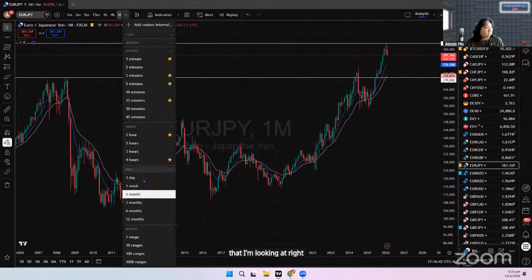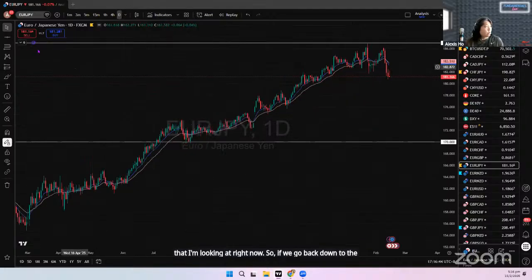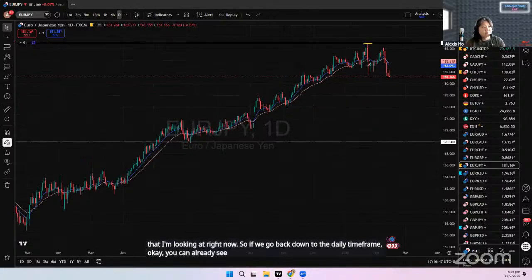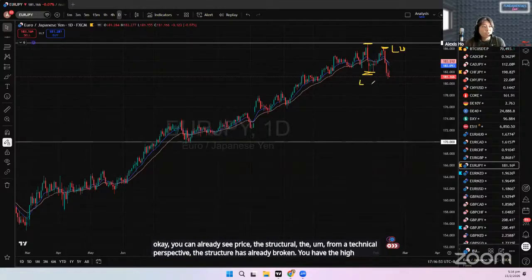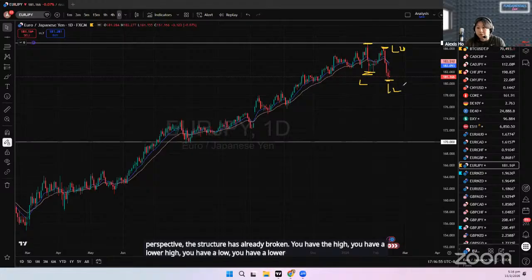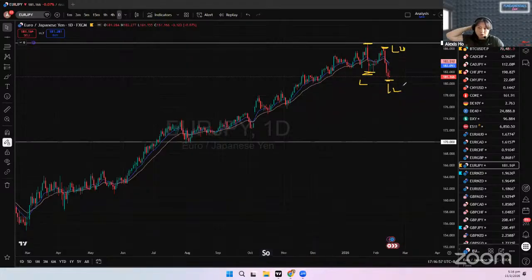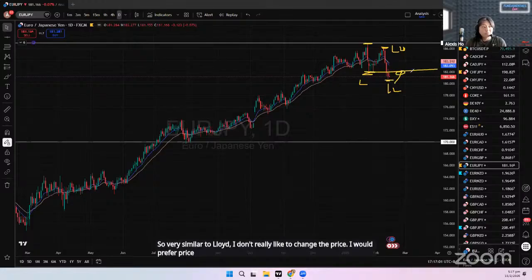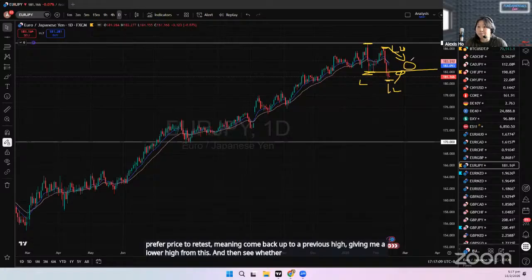So if we go back down to the daily time frame, you can already see that from a technical perspective, the structure has already broken. You have the high, a lower high, a low, and a lower low that's already broken. Very similar to Lloyd, I don't really like to chase the price. I would prefer price to retest, meaning come back up to a previous high, giving me a lower high, and then see whether we can find an entry from there. All right, so euro yen shorts is what I'm looking for.